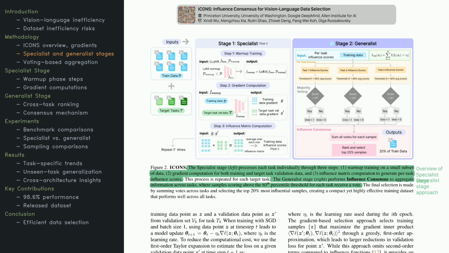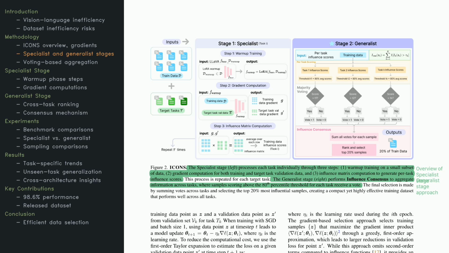The specialist stage deals with each task individually. First, it does a warm-up training using a small slice of data to fine-tune a base model. Next, it calculates gradients to see how each training sample impacts validation performance for that particular task. Finally, it averages those impacts to get influence scores, building what they call an influence matrix for the task. Then it repeats all that for the other tasks, one by one.